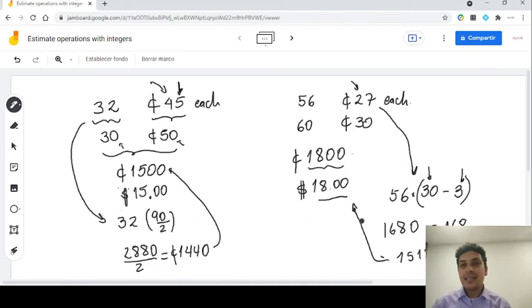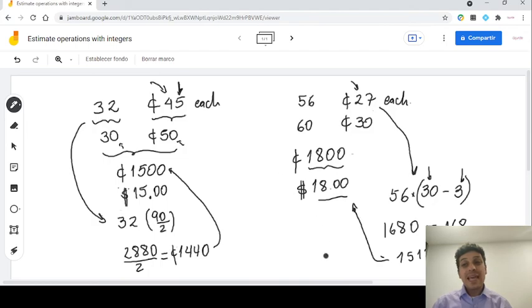We can see that one number is greater than the other. And this is something that you need to do when you estimate operations with integers, and when you multiply integers.